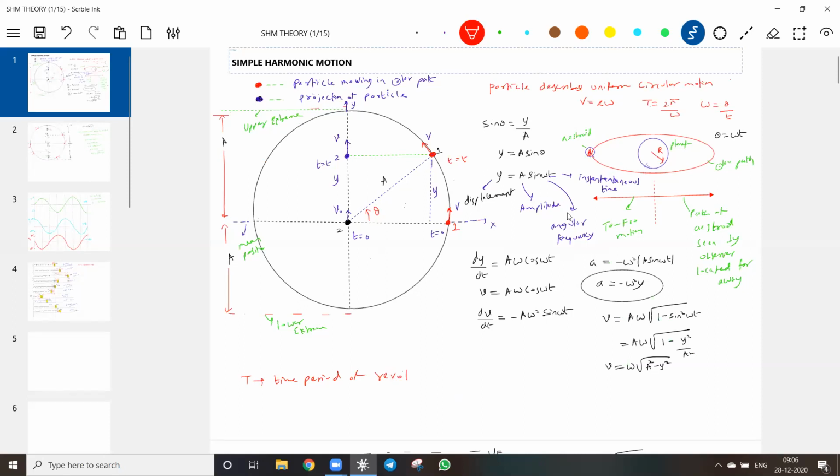Time period of revolution of particle revolving in a circular path. Also, what is the time period? What is capital T? Also, time taken by its projection to complete one to and fro motion.